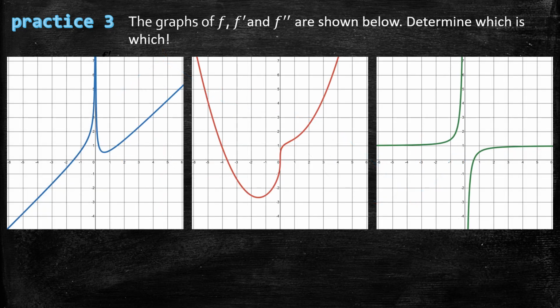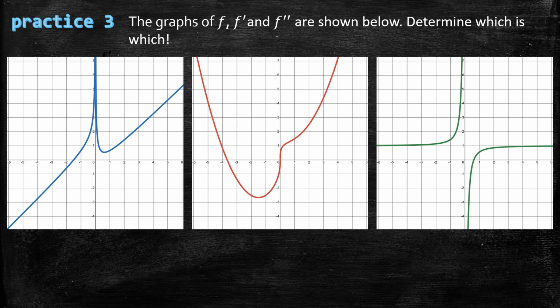For our third and last practice problem, we're given the graphs of f, f prime, and f double prime, and you have to determine which is which. So an obvious go-to with these type of problems is to look for maxes and mins on different functions and make sure that the derivative graph would have that max or min as an x-intercept.